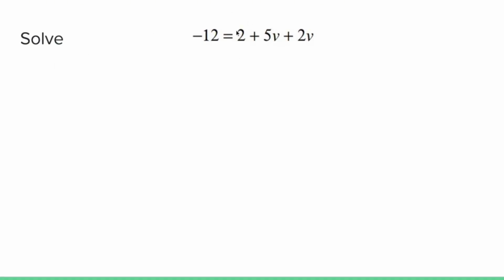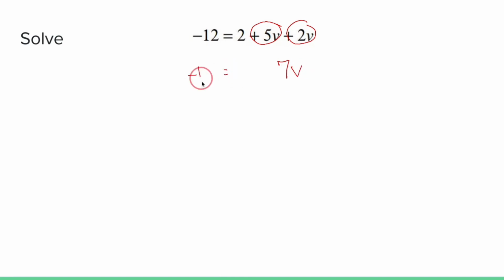Let's solve an equation, shall we? We have negative 12 on the left. We have 2 plus 5v plus 2v on the right. If you have multiple things going on, try to combine like terms on each side first, like we were about to do here. That becomes 7v.